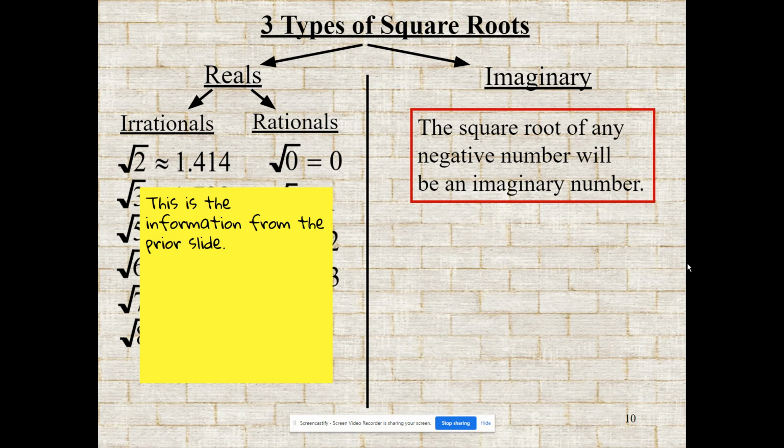And I'm going to give you some examples. The square root of negative 1, the square root of negative 7, square root of negative 16, and the square root of negative 25. These are all negative square roots, and they are imaginary numbers.